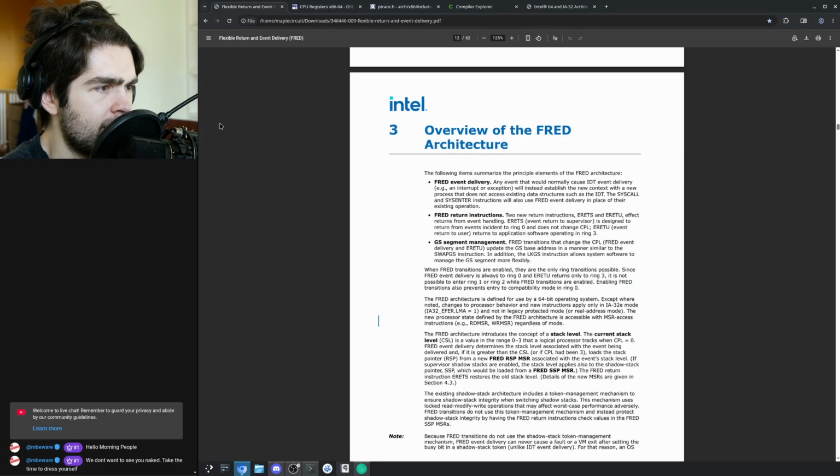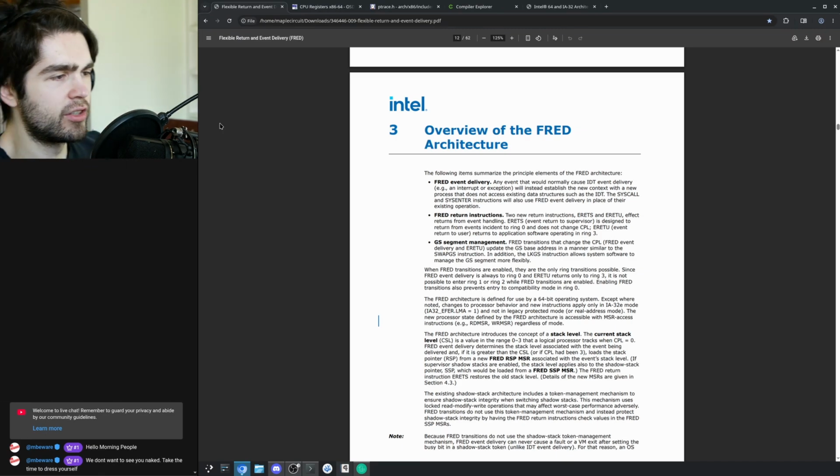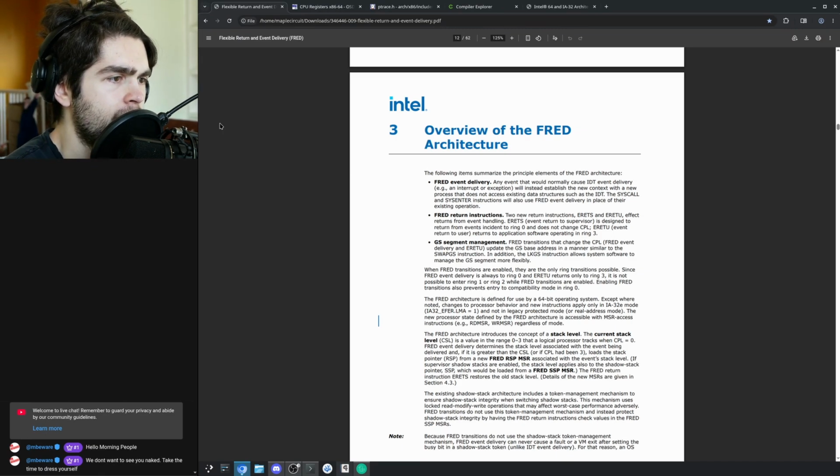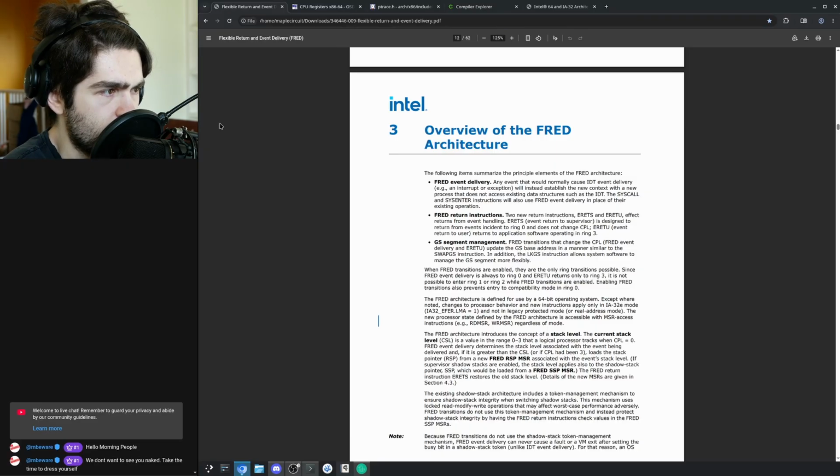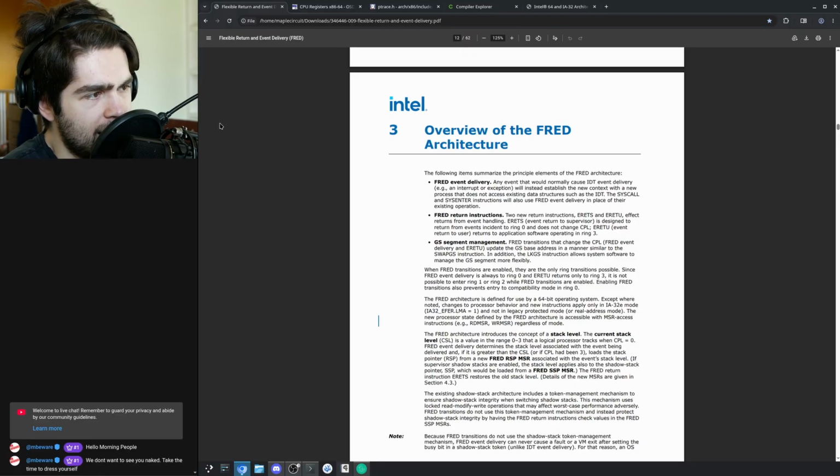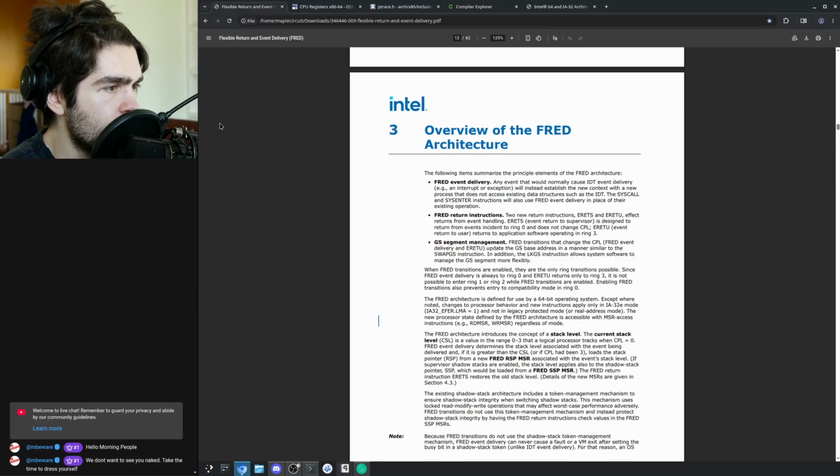ERET S, event return to supervisor, is designed to return event incident to ring 0 and does not change the current privilege level. ERET U, event return to user. Ah, that's why the E is there. Event return to user returns to application software operating in ring 3.